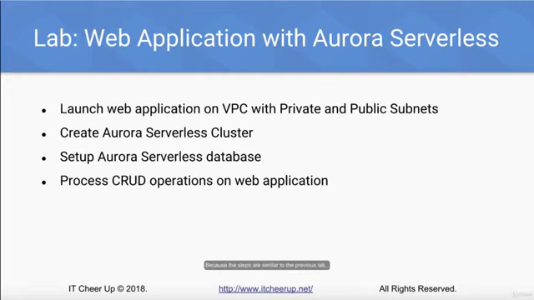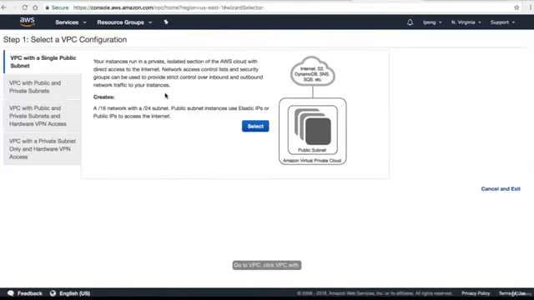Because the steps are similar to the previous lab, I will put some steps in faster mode. If you need to learn the details of those steps, please go back to the DB Instance Lifecycle chapter. Aurora Serverless is not free on a free tier account, but the charge for this lab is very minimal, less than $1. Make sure you are okay with the charge from AWS before you do the test.